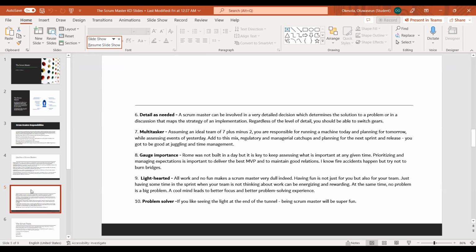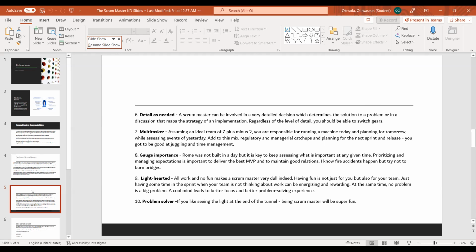It says, assuming an ideal team of 7 plus or minus 2. So 7 plus or minus 2 in the Scrum team basically means a Scrum team can consist of 7 team members, plus 2, which is 9 members, or minus 2, which is 5 team members. So an ideal Scrum team is either 5, 7, or 9.